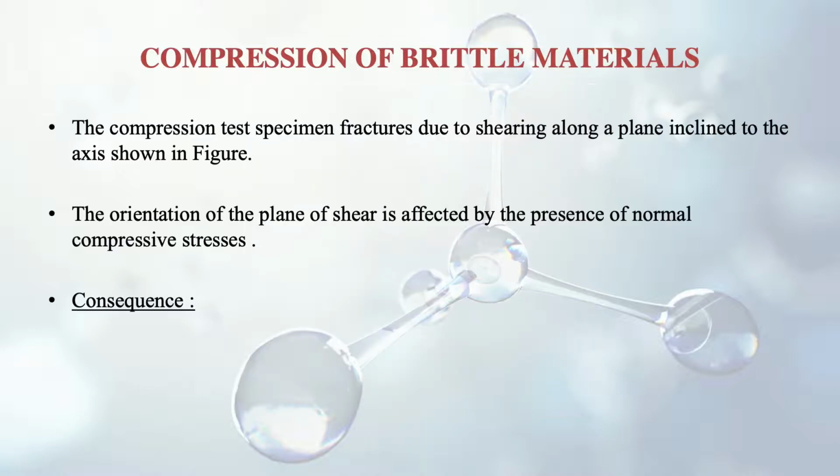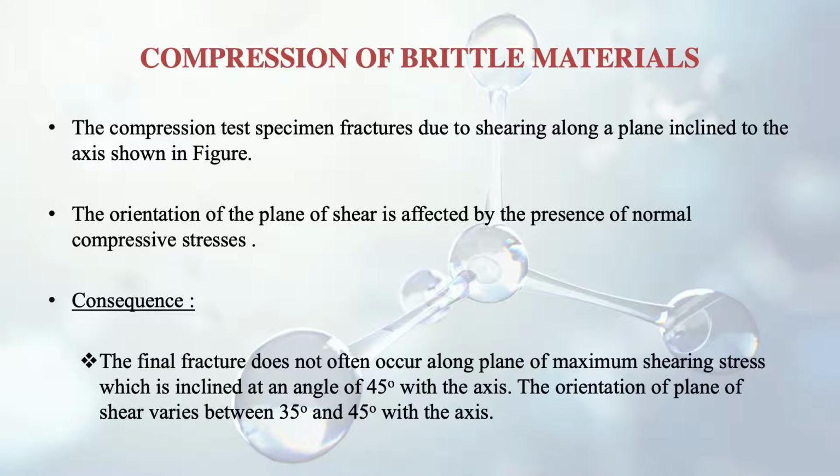So what will be the consequence of that? We will see that the final fracture will not occur along the plane of maximum shearing stress, which is inclined at an angle of 45 degrees with the axis. Instead, it will occur at a plane which may be at an angle between 35 and 45 degrees with the axis, and this is happening only because of the normal compressive stress.